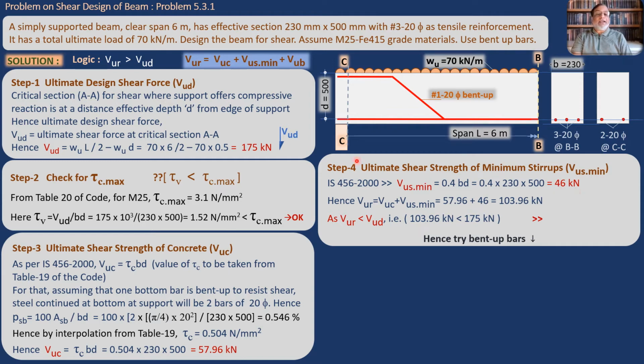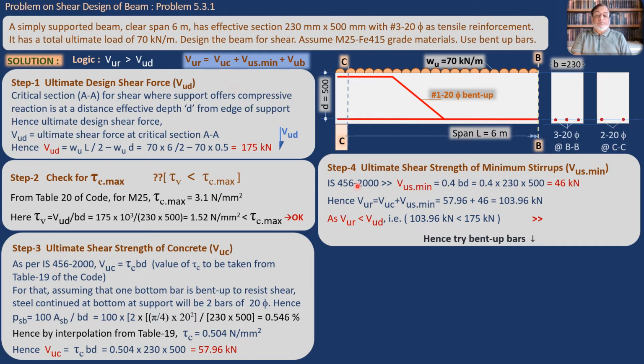So this means that now we have got this second value also. Our shear resistance up to now has become VUC plus VUS minimum, right? Two things. So here we will calculate it. Hence VUR, that is shear resistance, is now equal to VUC plus VUS minimum. So that will be this 57.96 and this 46. The two added, we get a shear resistance of 103.96 kilonewton. Addition of these two sources.